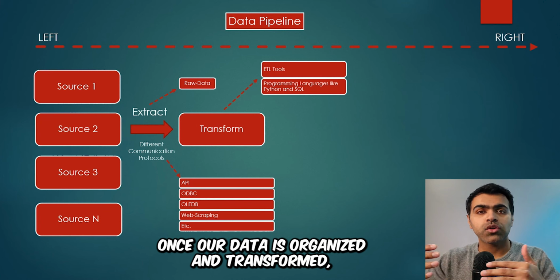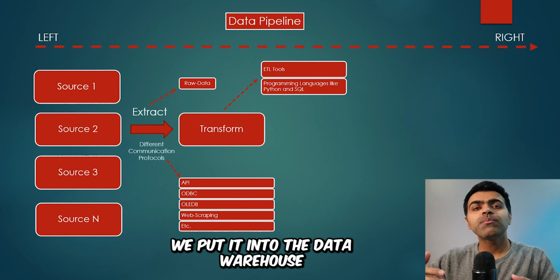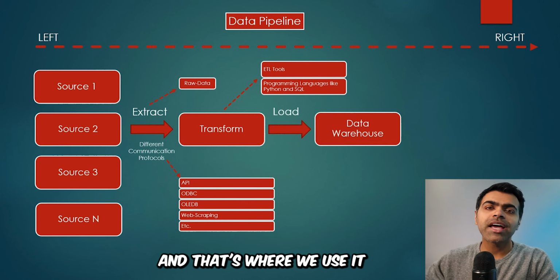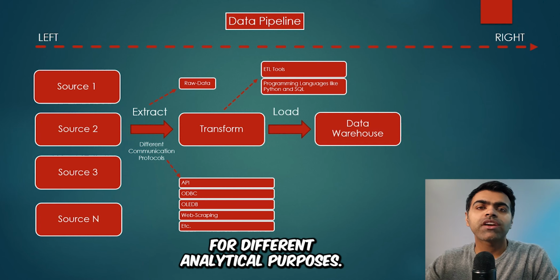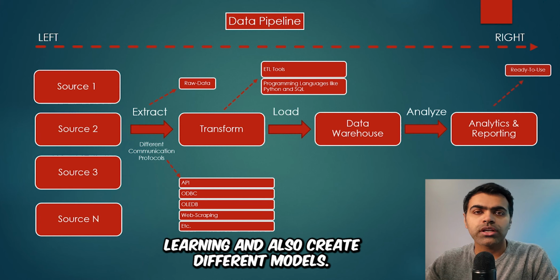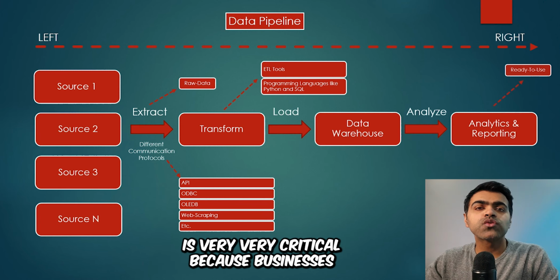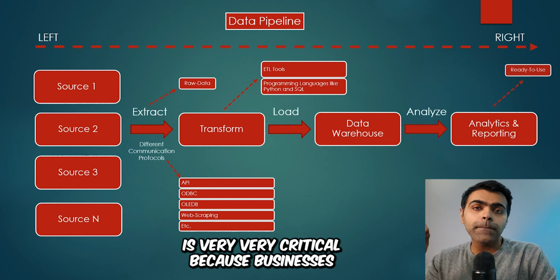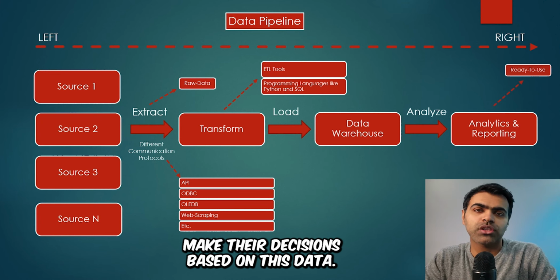Once our data is organized and transformed, we put it into the data warehouse, and that's where we use it for different analytical purposes. We also use it for machine learning and also create different models. This is why data engineering is very critical, because businesses make their decisions based on this data.